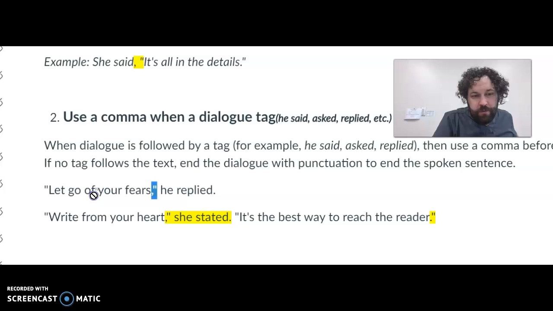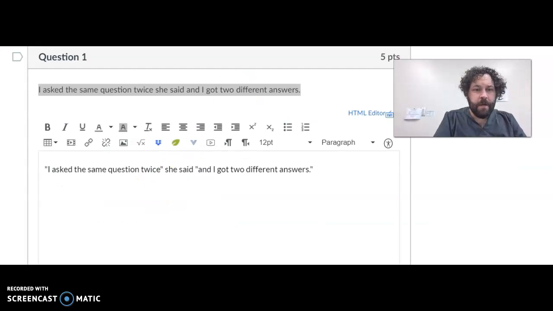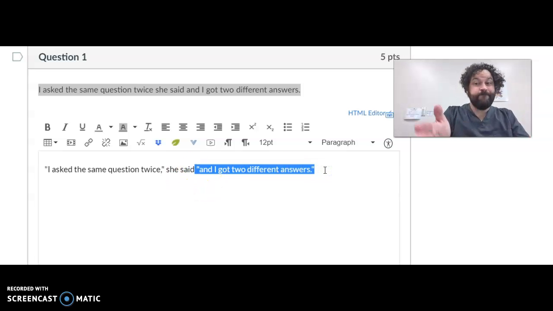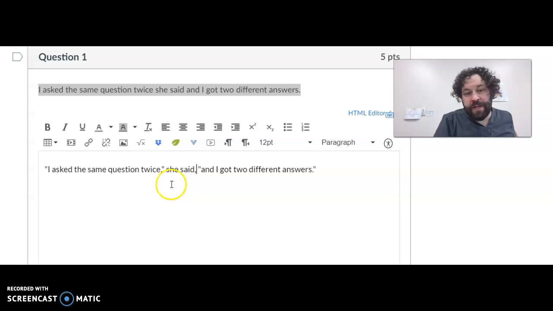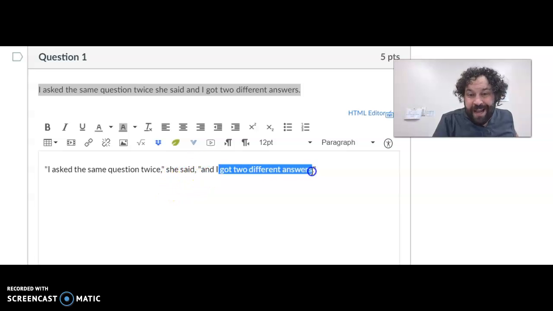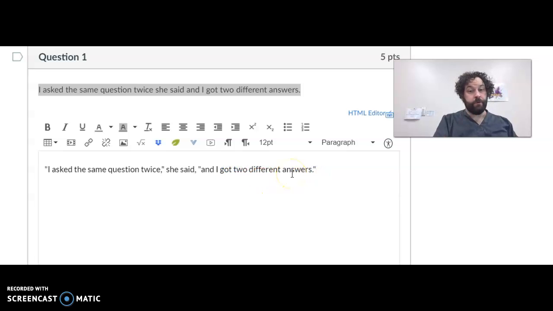If this were here on its own, yeah, this would be a period, but it's not on its own. It's a piece of dialogue. So we're going to put a comma there. We end the quotation. Do we need to end the sentence here? Well, if this didn't exist, then yes, but it does exist, and it's part of the overall sentence that's being said aloud. So we're going to put another comma there. Ask the same question twice, comma, end quotation. She said, comma, begin quotation, and I got two different answers, period, end quotation.